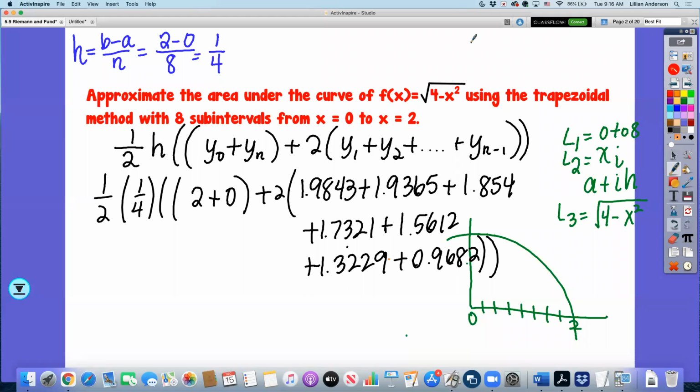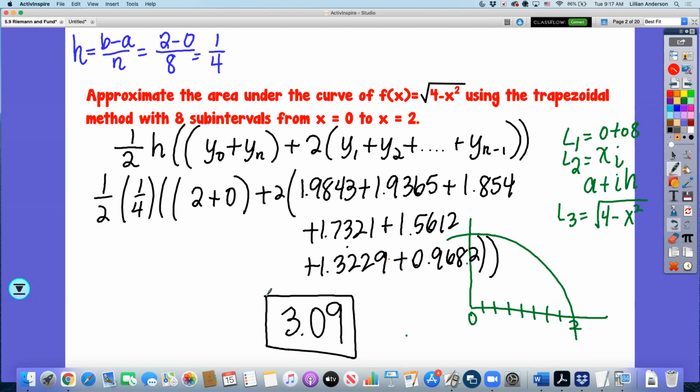So now with everything plugged in, you just type it into your calculator and you get the approximate area underneath the curve with 8 subintervals using the trapezoidal rule to get what value? Did I get a value? Yeah, I got 3.089. So then 3 significant figures will be 3.09, and that would be the area underneath the curve, approximately using 8 trapezoids.